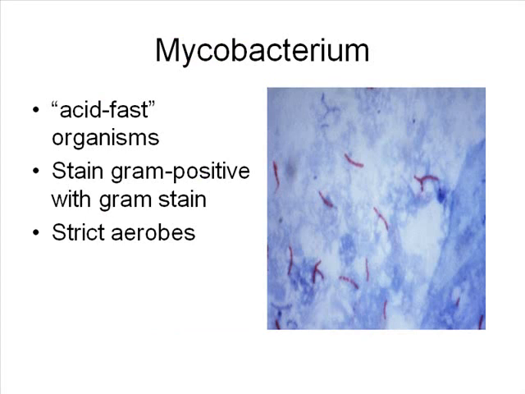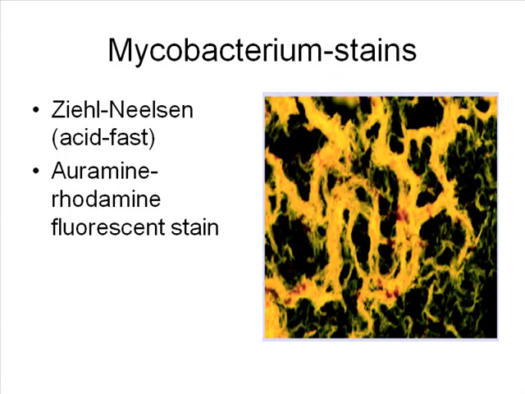Mycobacterium are the acid-fast group of organisms. You use the Ziehl-Neelsen acid-fast stain. If you gram stain them, they will look gram-positive. You'll see beads of gram-positive organisms in a sputum, which would lead you to say, let's go ahead and do an acid-fast stain. Here is your Ziehl-Neelsen.